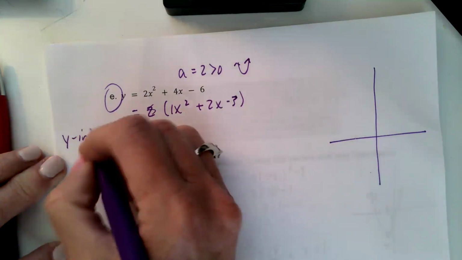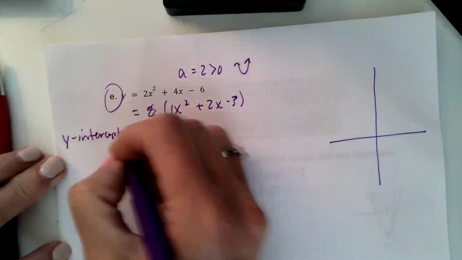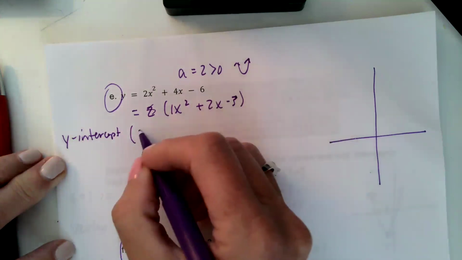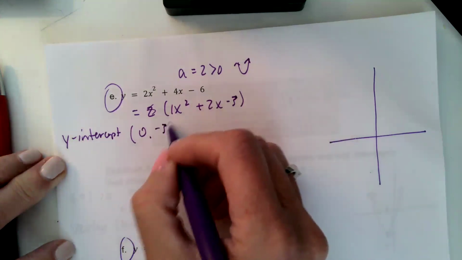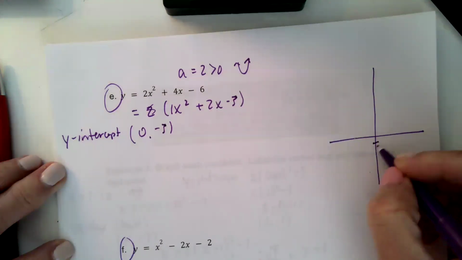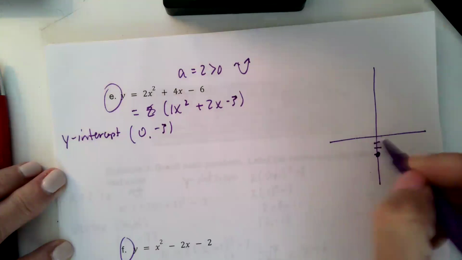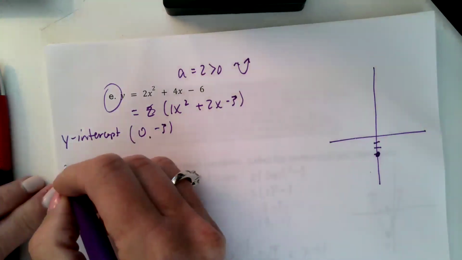The y-intercept is when I put 0 in for x. So that leaves us with a -3. There's my y-intercept. And it's face up, so I know I'm going to have 2 x-intercepts.